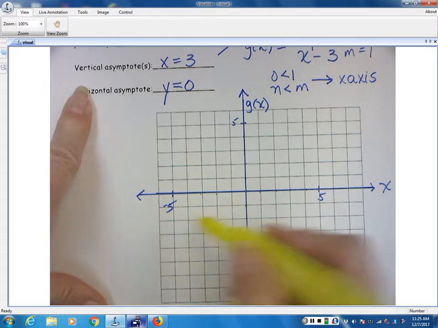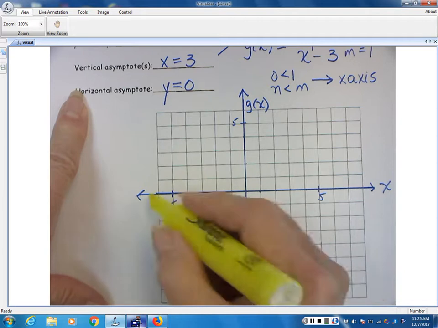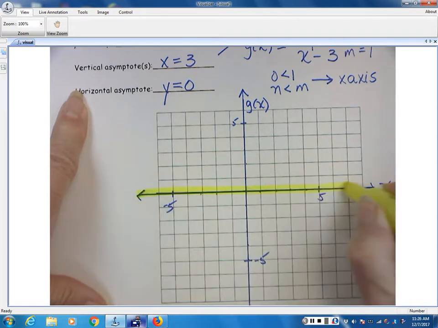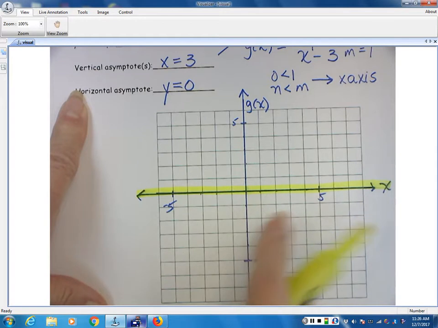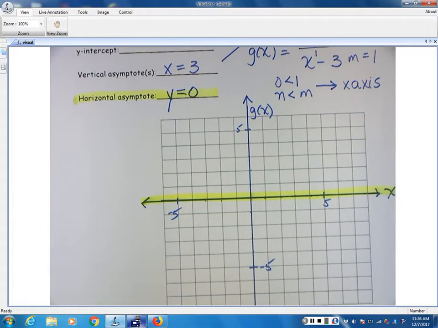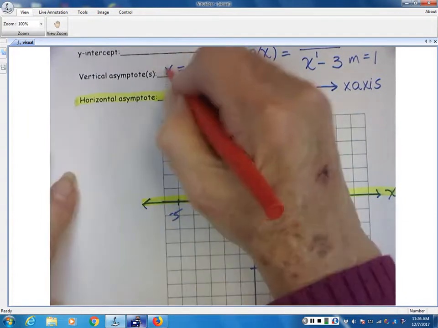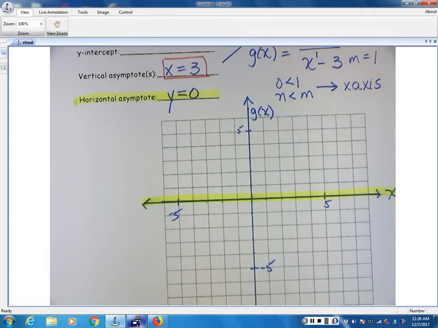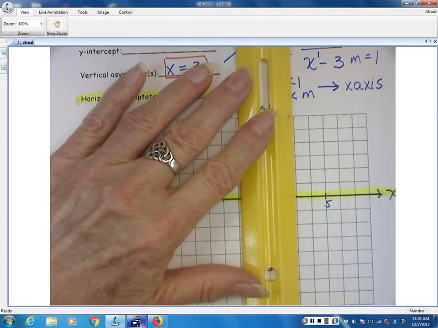Your horizontal asymptote is your x-axis, because that's where y is equal to zero. The graph is going to avoid it. Then it goes on and says your vertical asymptote is x equals 3. So we draw a vertical line at x equals 3, and you make it dashed. You don't make it solid.